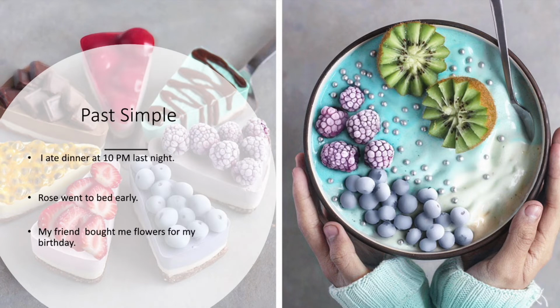For example, I ate dinner at 10 p.m. last night. Or, Rose went to bed early. They are both irregular verbs because we change the whole form of the verb into something else. Another example, my friend bought me flowers for my birthday.